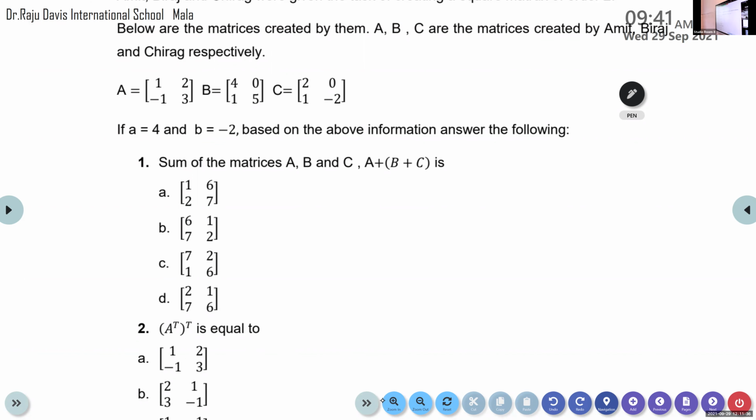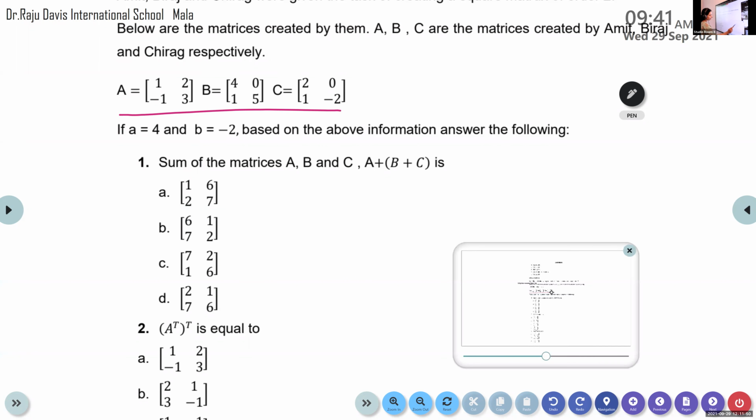We have 4 or 5 sets of questions. Look at the first one. Write down what A, B, and C are. Write down all these matrices first. Don't write the question. The question is given like this. First I'll show the top part here. Listen.